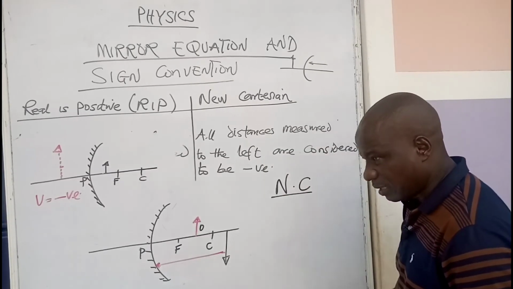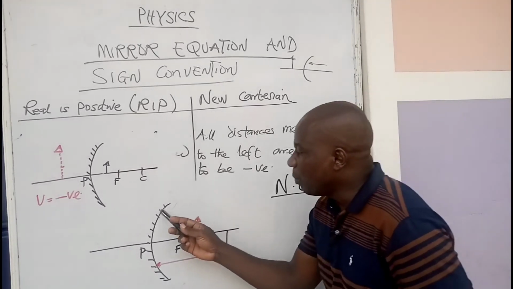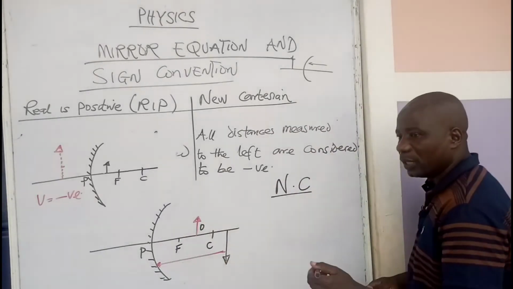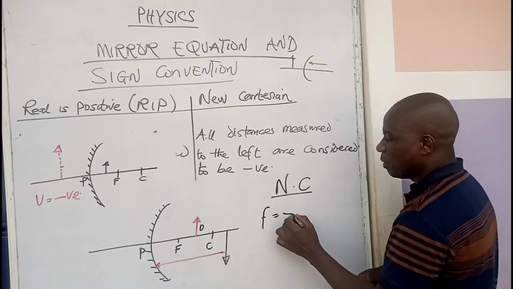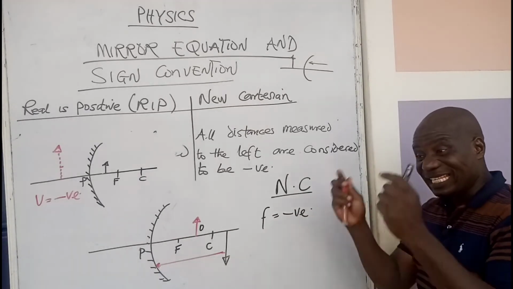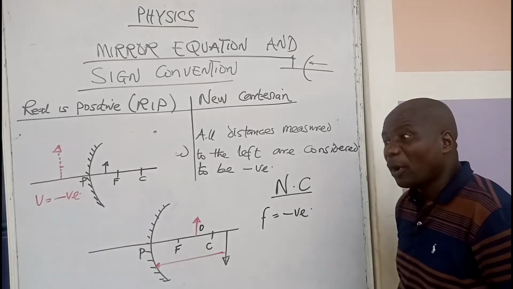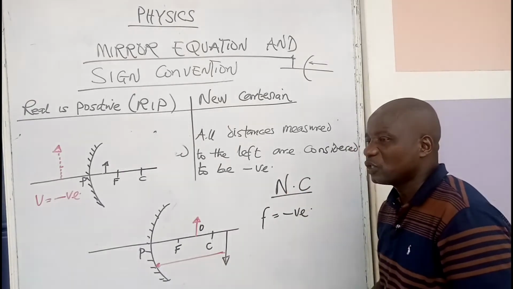Under NC, look at what this man is saying. The moment you hear, what kind of a mirror is this? Concave. You now say, okay, it's a concave mirror, so F is going to be minus. The moment he hears that it is a concave, it means our F is going to be minus. But if it is a convex mirror, our F is going to be positive.